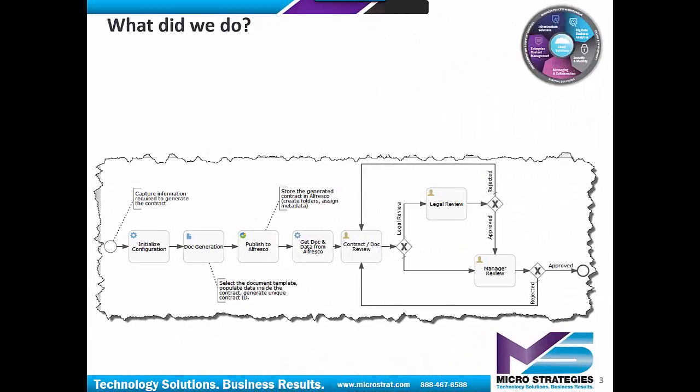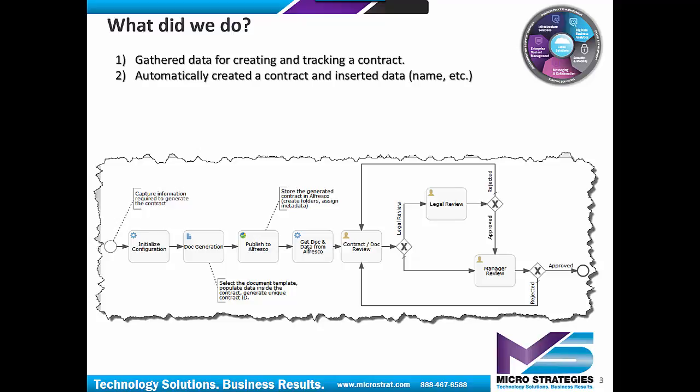Okay, what did we do? Well, we gathered data for creating and tracking a contract. We automatically created a contract and inserted data into it. So that was when we put the address in there and the name and all the other information automatically in there. We automatically generated a unique ID for the contract. That way we knew it was a unique contract.